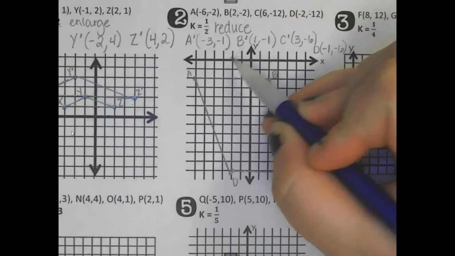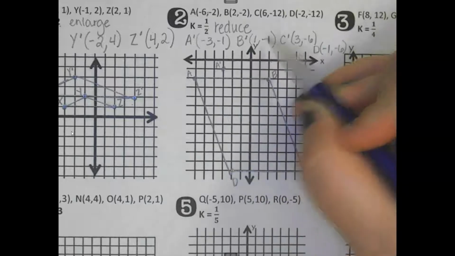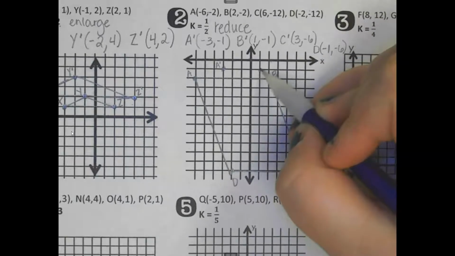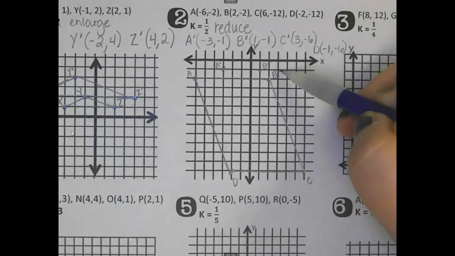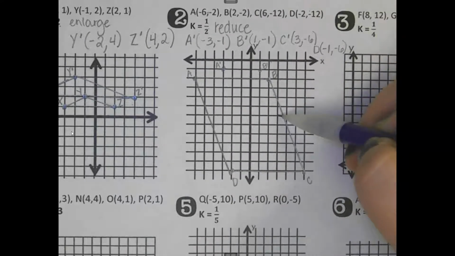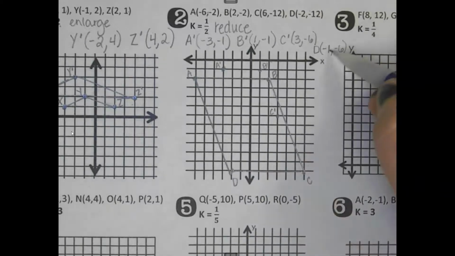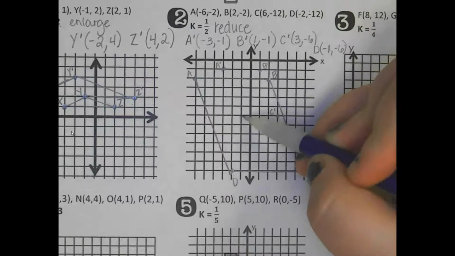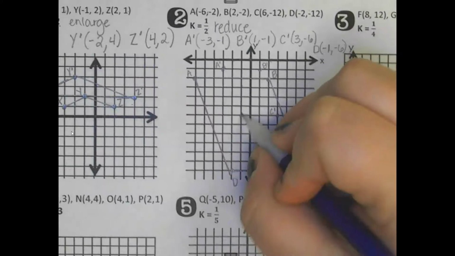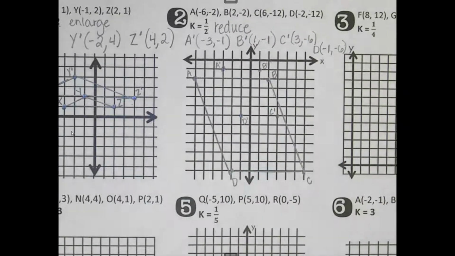Negative 3, 1, 2, 3, negative 1 is A prime. 1, negative 1 is B prime. 3, negative 6, 1, 2, 3, 1, 2, 3, 4, 5, 6 is C prime. And negative 1, negative 6, 1, 2, 3, 4, 5, 6 is D prime. Okay. And I'm going to connect those points.